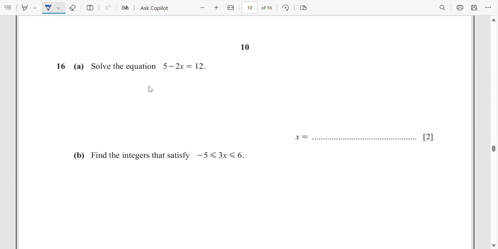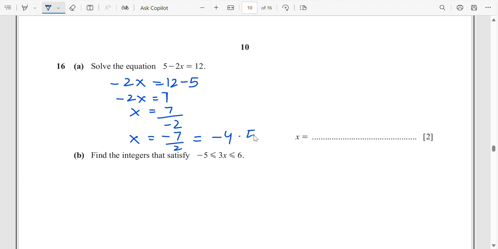Question 16. Solve the equation 5 minus 2x is equal to 12. We'll keep minus 2x here and take 5 there. 7 divided by minus 2. So 7 divided by minus 2 is the same as minus 7 divided by 2, which gives us minus 4.5.